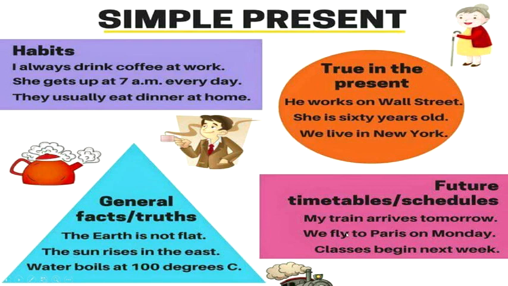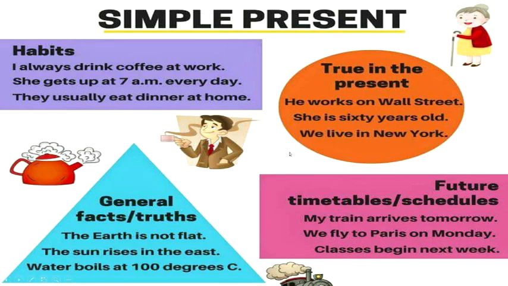In the same way, when you want to talk about your future timetables, which are certain, or your schedules, your fixed plans, then also we convey them in simple present tense. Like my train arrives tomorrow. We fly to Paris on Monday. Classes begin next week. Okay?